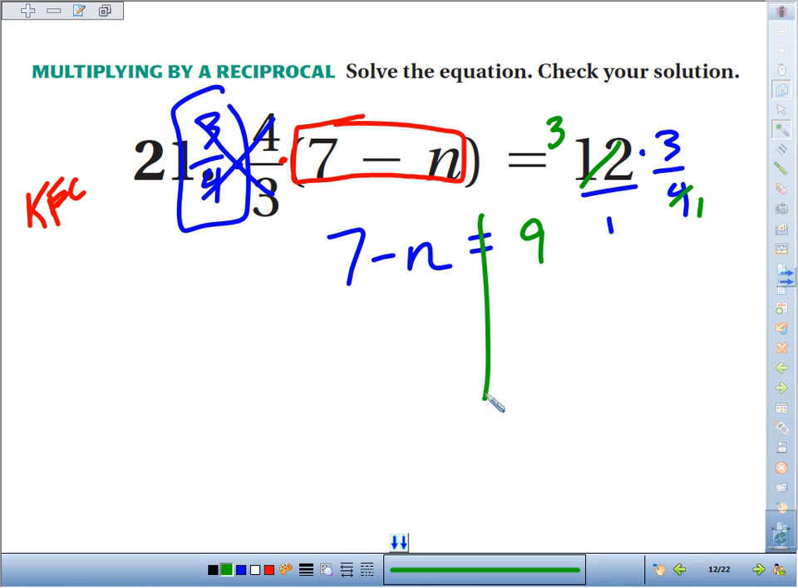Now we're getting into our fence posting steps. This isn't a minus 7, it's a minus n. In front of the 7 is like a positive 7. So we need to subtract 7 from both sides. We get negative n equals 2.